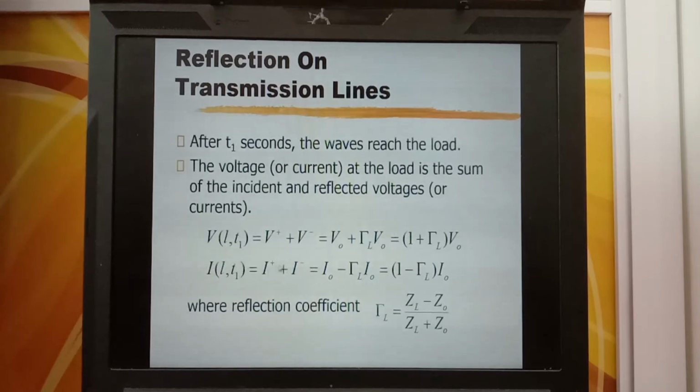We can do the same for the current, except that in the case of current, the reflection coefficient is negative. So we have I0 minus rho L times I0. That gives us 1 minus rho L times I0, where rho L is the reflection coefficient at the load given by ZL minus Z0 divided by ZL plus Z0.